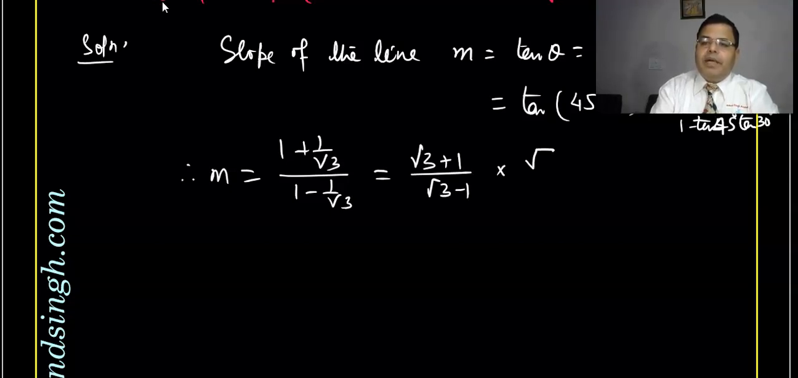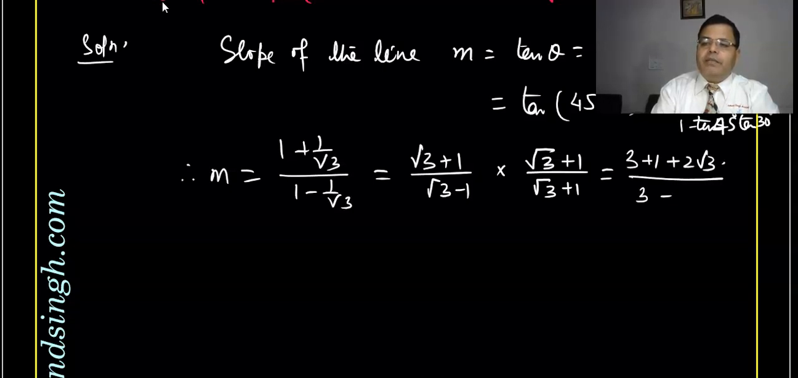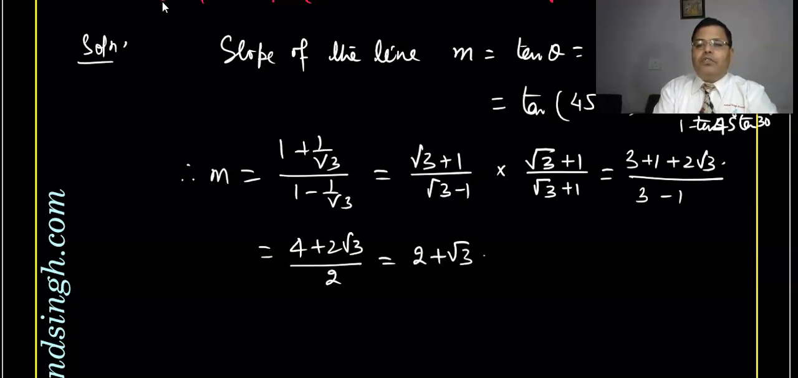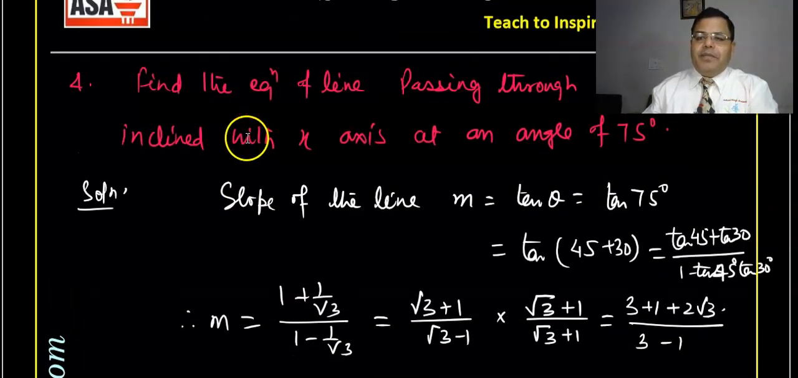You can simplify them. Root 3 plus 1, you rationalize this, it will be (3 plus 1 plus 2 root 3) divided by (3 minus 1), a square minus b square. So that will be (4 plus 2 root 3) upon 2, that is 2 plus root 3. So the slope is 2 plus root 3. If you remember this value, you can write it directly. If you don't remember, you can calculate it. I hope you can do this, and also I hope you have remembered this.